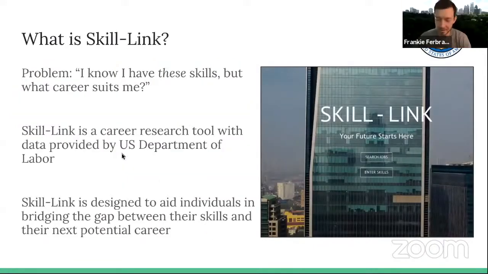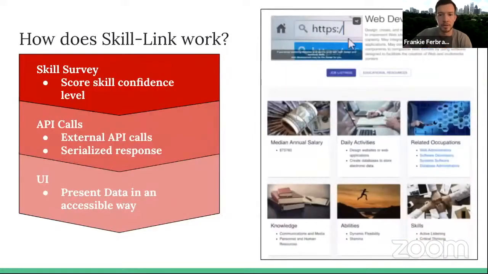Okay, so what is SkillLink? Our initial project idea was to create a job searching tool that focuses specifically on skill alignment. Our target audience is users with particular skills looking to learn more about careers that match their skill set. SkillLink is a research tool that uses data from the U.S. Department of Labor, and it bridges the gap between skills and your next potential career. I will now pass it over to Jarrett, who will discuss how SkillLink actually works.